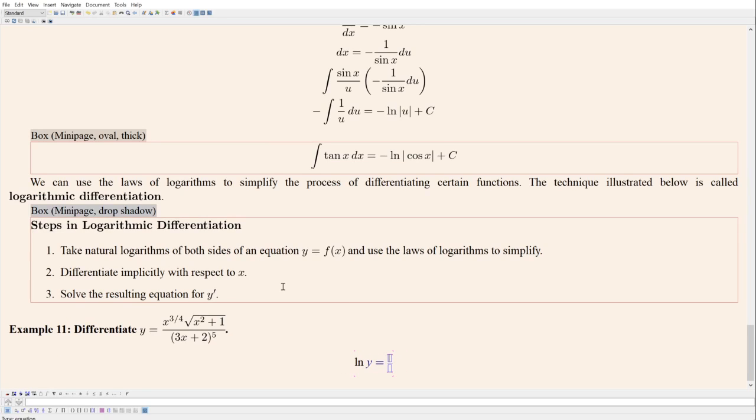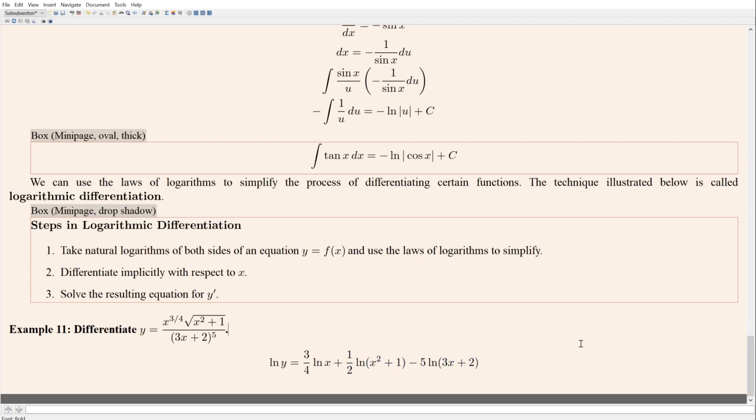So exponent, bring that out front. Log x. Multiplication, that becomes a plus. Square root, that is an exponent of 1/2, so we can also bring that out. x squared plus 1, nothing we can do about that. Division, that becomes a subtraction. Power of 5, bring that out front. And then 3x plus 2, nothing else we can do about that, right? So we took the log of both sides and used the laws of logarithms to expand this.